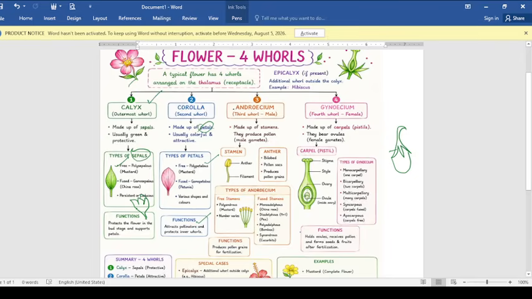Now let's move to the very important whorl, that is the third whorl of the flower, which is the male reproductive organ. This male reproductive organ of the flower is called androecium. Its unit is called stamen. Men is there in stamen, so always remember that stamen is the male reproductive part of the flower. Its main role is to develop pollen grains.